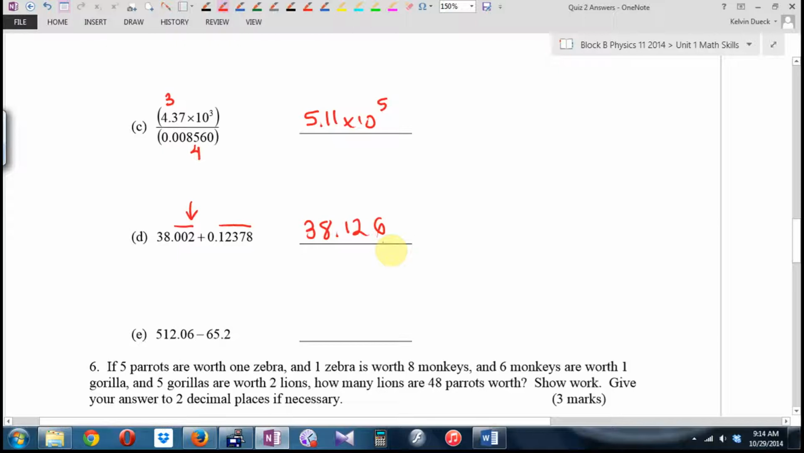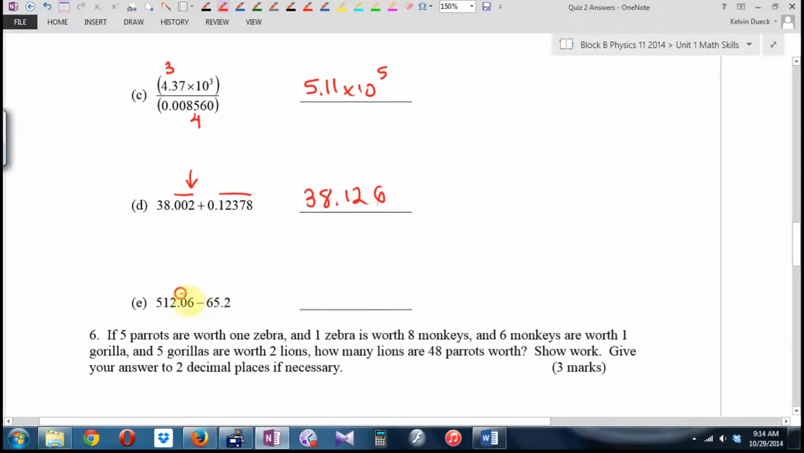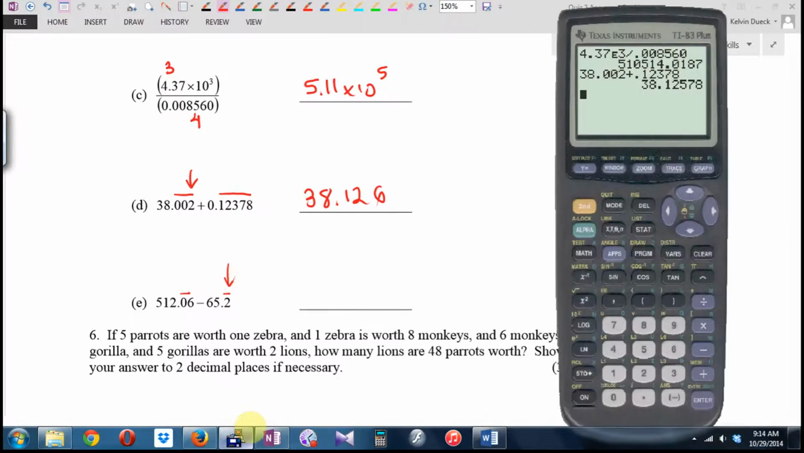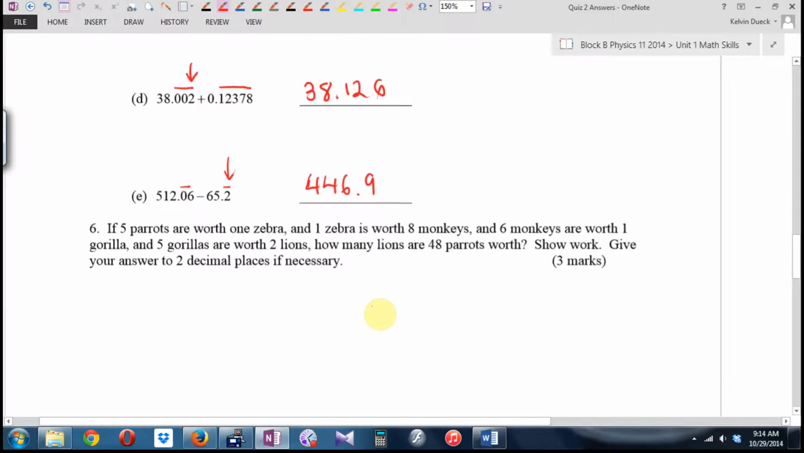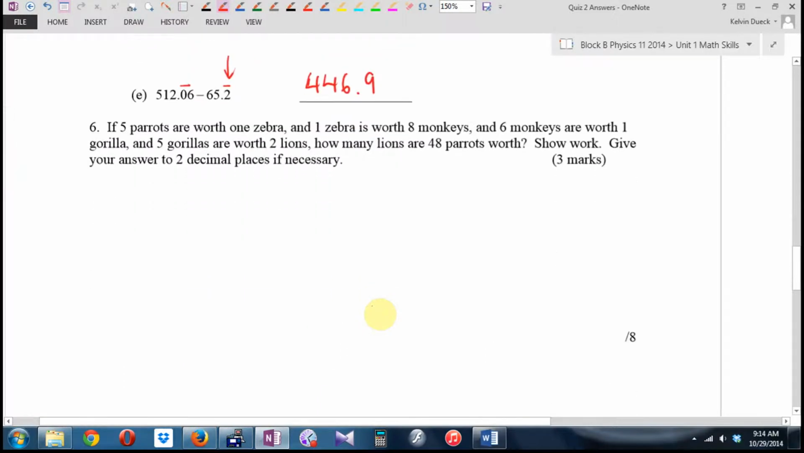Which has 5 sig figs, but that has nothing to do with how many sig figs were in my original question. It's how many clear decimal places did I know. 2 decimal places, 1 decimal place. You know what? I'm going to round to 1 decimal place. I'm also going to subtract. 512.06, take away 65.2. 1 decimal place. I'm going to round right to there. Is the 8 going to stay an 8 or become a 9? It can become a 9. So 446.9.